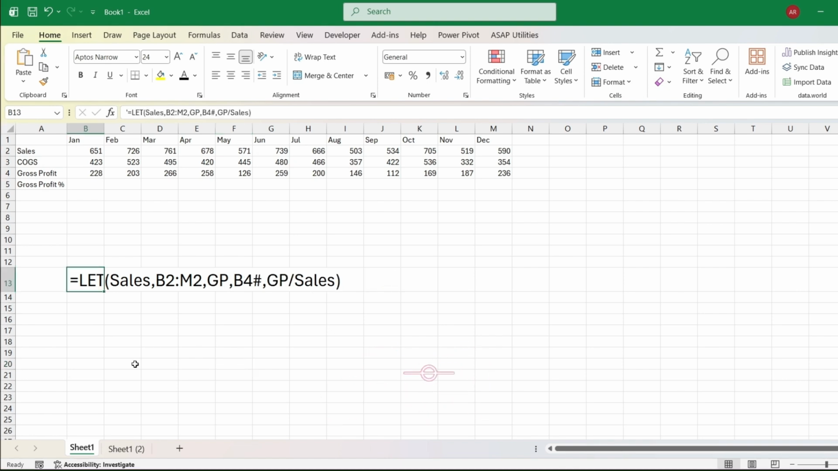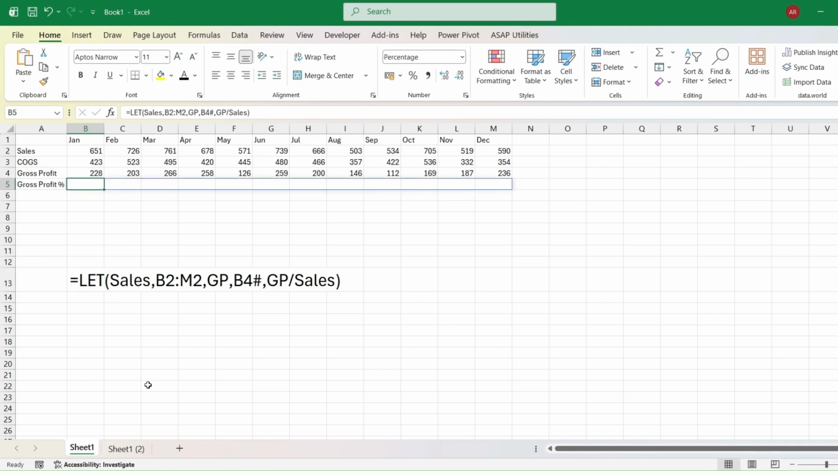Please observe the gross profit percentage formula. Sales is the name of the first variable. B2 to M2 are the values of variable sales. GP is the name of the second variable. B4 hashtag is the value of the second variable. Since B4 is a dynamic array, it is represented as B4 hashtag. GP divided by sales is the gross profit percentage.